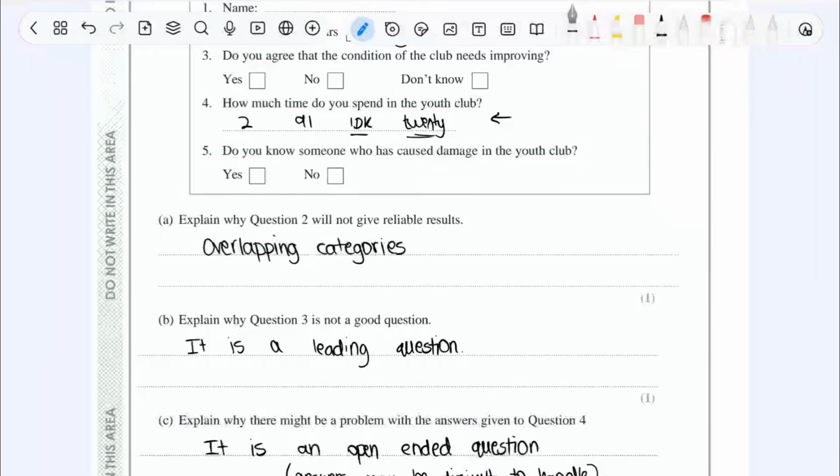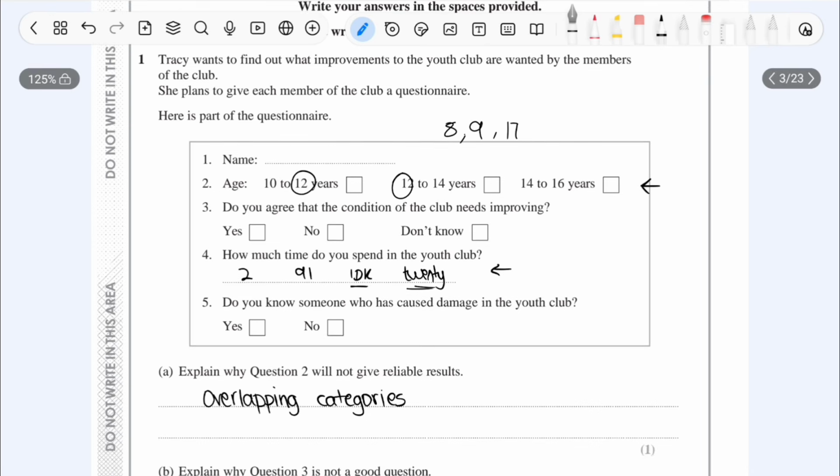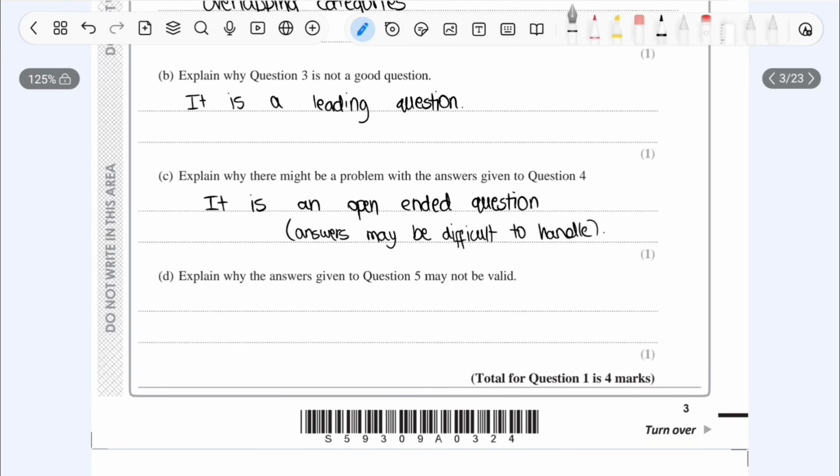And another thing is that this isn't anonymized. It's quite clear that Tracy here is giving it to each member, and I'm going to assume physically. There's nothing about anonymity here, so we can't really assume that. And this is a sensitive question. That's what the mark scheme wants you to understand: this is a sensitive question, so you're not going to really tell the truth, or you might not even answer it at all.